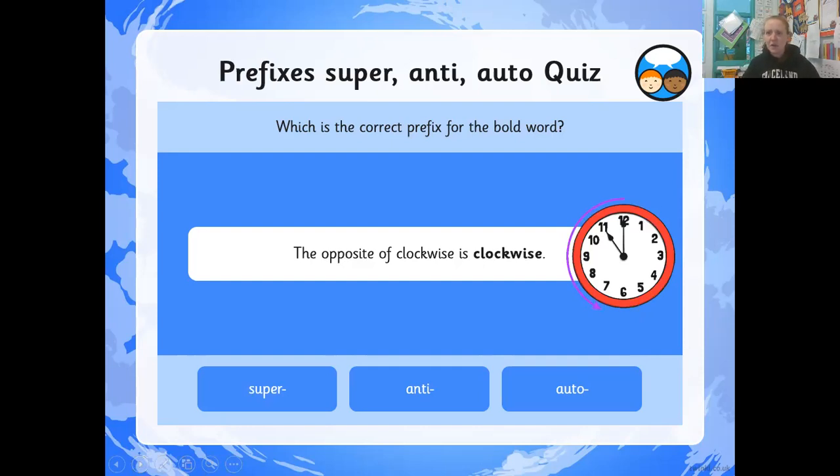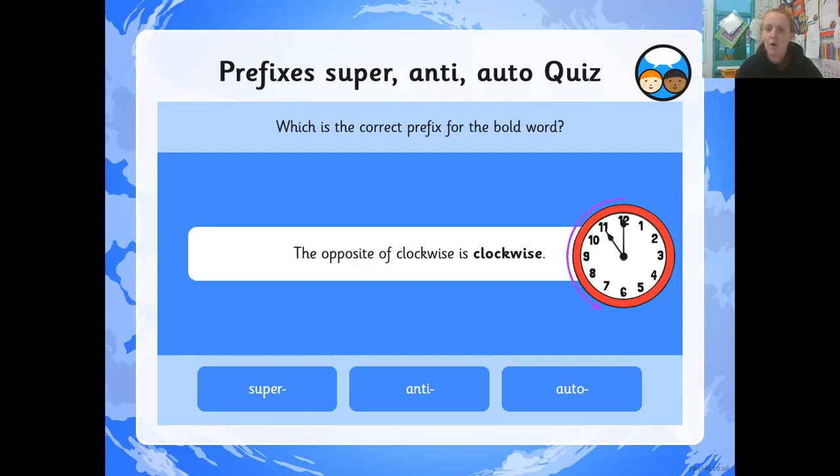Now, if you don't know this one, I'm going to be very shocked after all our work with time. So the opposite of clockwise is "clockwise". That doesn't make sense, does it? So the opposite of clockwise is superclockwise. Well, if it was superclockwise, that would mean it was still going clockwise, but it'd be going super fast. Don't think that's right, is it? The opposite of clockwise is autoclockwise. That doesn't make sense either, because that would mean it's doing it on its own.